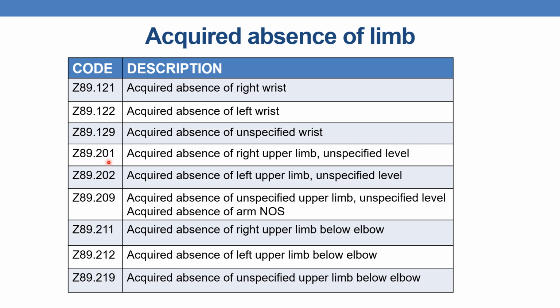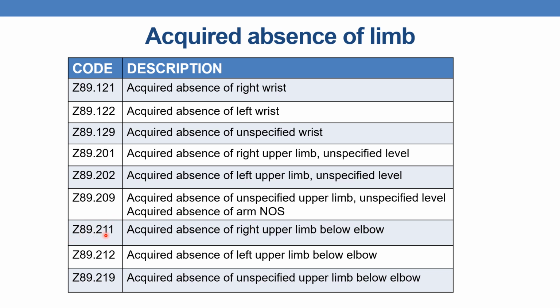And 201 indicates acquired absence of right upper limb, unspecified level. The next is Z89.202, acquired absence of left upper limb, unspecified level. The next is Z89.209, acquired absence of unspecified upper limb, unspecified level, acquired absence of arm NOS. Whenever the level is not mentioned and laterality is not mentioned, the NOS code is Z89.209 for acquired absence of arm.